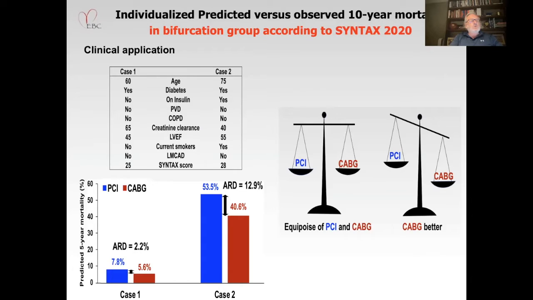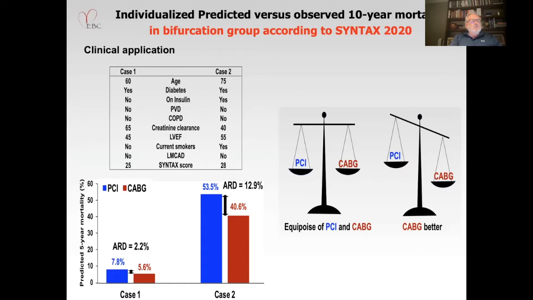In case 2, the difference in mortality is 12.9% in favor of CABG. CABG is better. PCI is not acceptable. The $1,000 question is, how many cases with equipoise or PCI better than CABG are there in the bifurcation group and are to be identified?